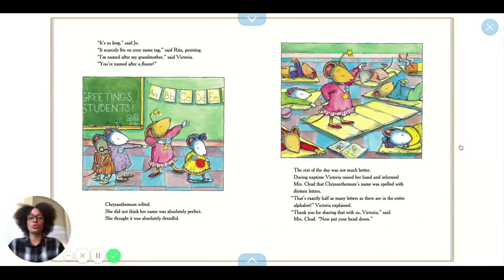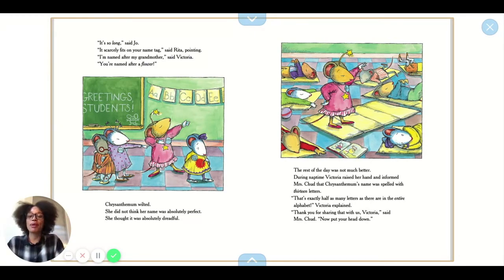It's so long, said Joe. It scarcely fits on your name tag, said Rita, pointing. Ooh, that's a big word. Scarcely means barely. So her name barely fit on her name tag.